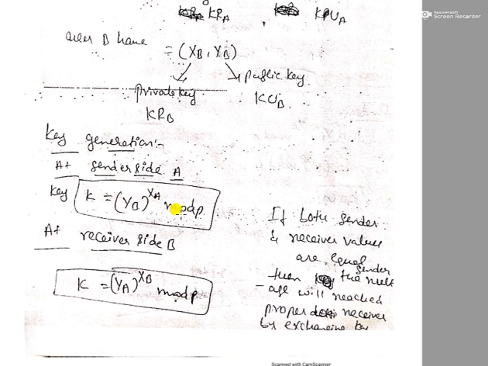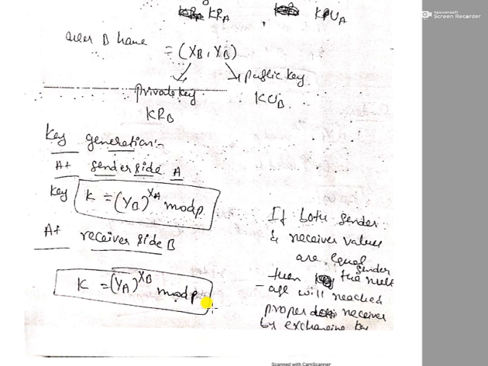At the receiver side, what should we do? The reverse, vice versa. For generating the key at the receiver side, you have to use the public key of sender A, and then power the private key of receiver B, mod p.